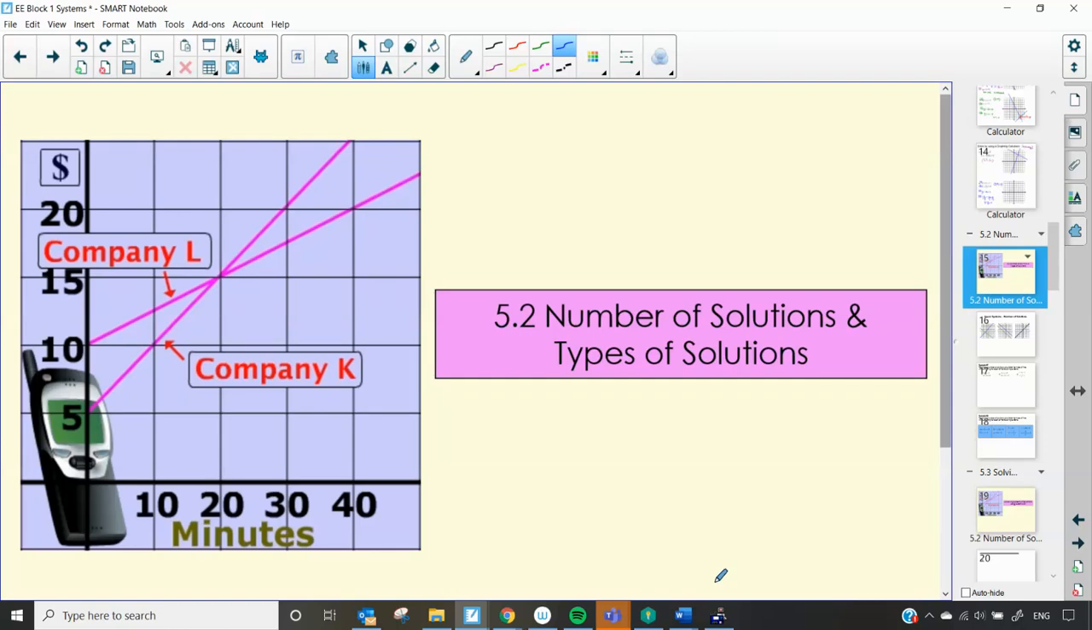Welcome back, guys. Today we're going to be looking at topic 5.2 for systems of equations. And today we're going to be looking at the types of solutions and the number of solutions that we can have when we're looking at a linear system of equations.